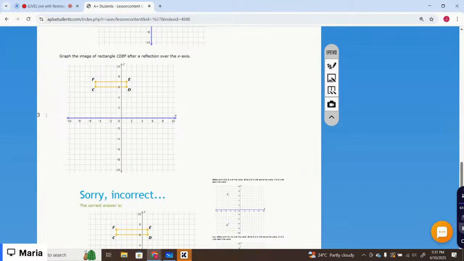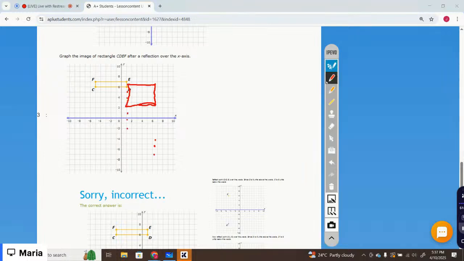Graph the image of rectangle CDEF after the reflection over the x-axis. Okay, let's just draw CDEF after the reflection on the x-axis. Here is the x-axis. All the points are exactly the same distance from the x-axis, right?